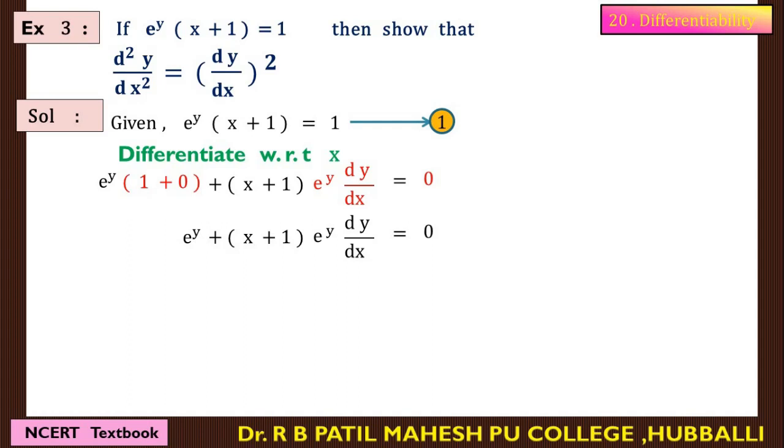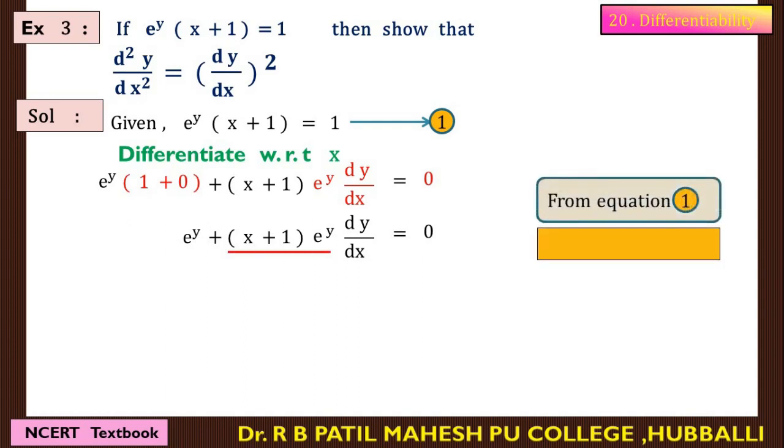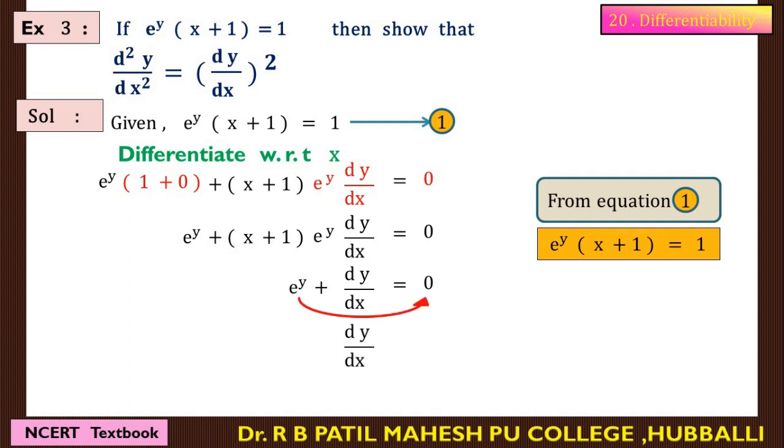So here in this step, we have the product x plus 1 into e raised to y. This product is nothing but, from equation 1, equal to the value 1. Therefore, replacing in the next step, e raised to y plus 1 into dy by dx is equal to 0. So in the next step, transferring e raised to y to the right side, you will get dy by dx is equal to minus e raised to y. Denote this as equation 2.